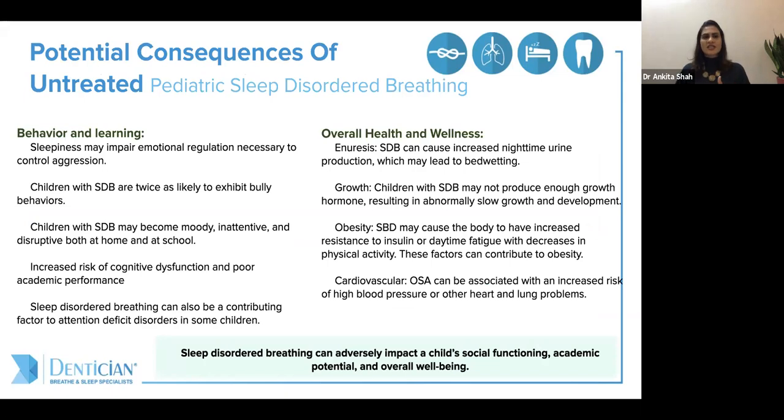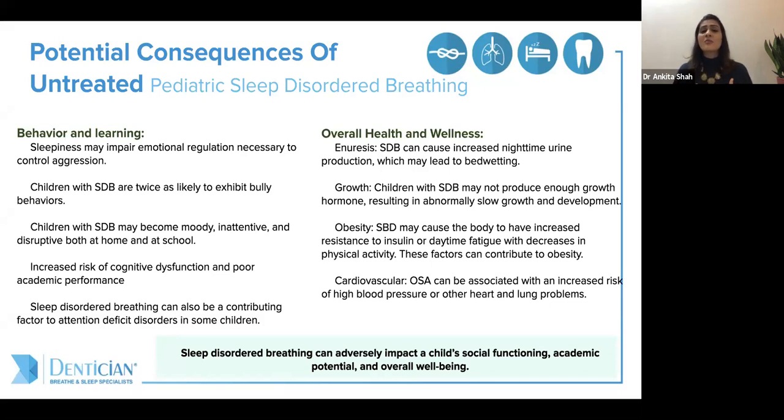So let's understand what are the consequences of untreated pediatric sleep disordered breathing. Now, there could be an effect on the child's social functioning or social life, interaction with people, academic potential, as well as overall well-being. They generally have a moody child. There could be inattentiveness. There will be a lack of concentration and attention, poor cognitive development. These kids also have a tendency to bedwet. This is again because you do not enter the deep sleep, and this is activating your fight and flight response. So they lose control over the muscles and they start bedwetting.